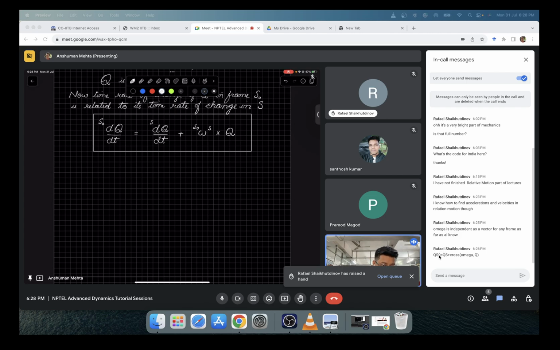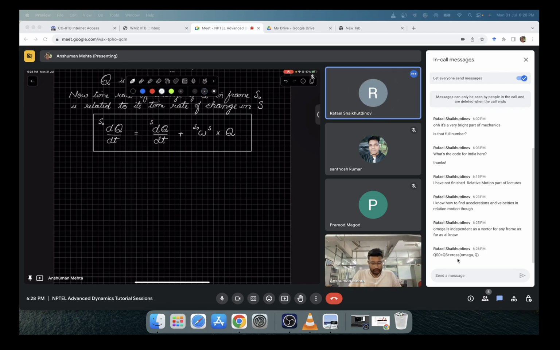Okay, q in S naught is equal to q in S plus omega cross q. Yes, sure.